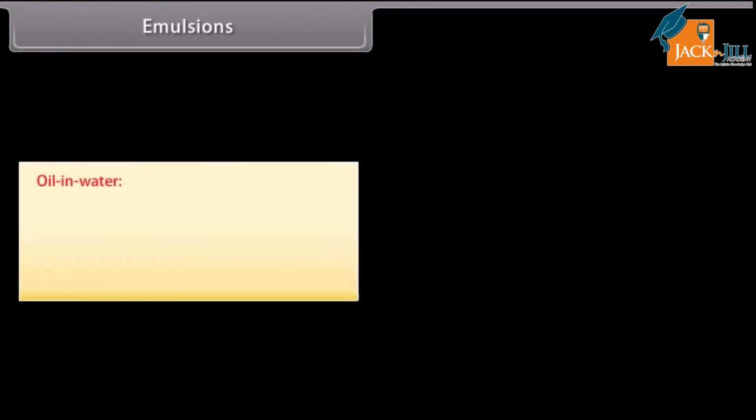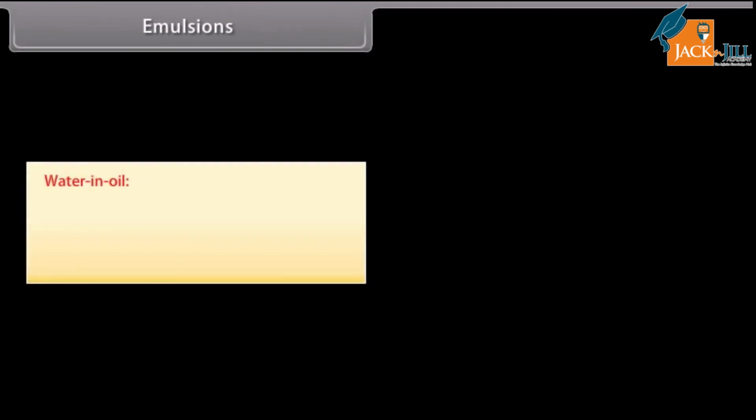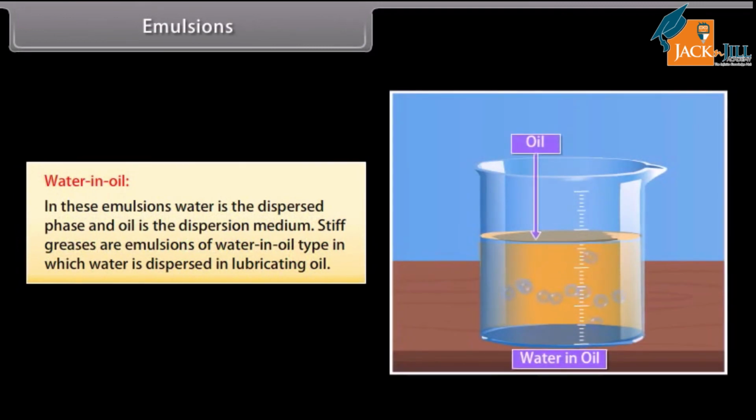Oil in water. In these emulsions, some droplets of oil are dispersed in water. For example, milk is an oil in water type of emulsion, in which liquid fat is the dispersed phase and water is the dispersion medium. Water in oil. In these emulsions, water is the dispersed phase and oil is the dispersion medium. Stiff greases are emulsions of water in oil type, in which water is dispersed in lubricating oil.